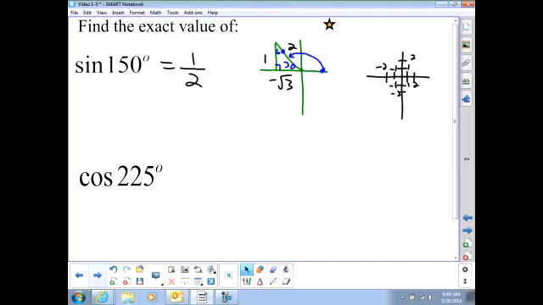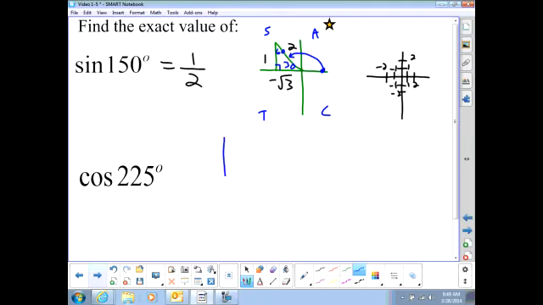What that takes care of is that takes care of your ASTC, the fact that all of them are positive in the first quadrant, just sine is positive in the second, and the others are negative. Tan is positive in the third, the others are negative, and cos is positive in the fourth, the others are negative. So by labeling your sides that go to the left or down negative, that takes care of your ASTC.